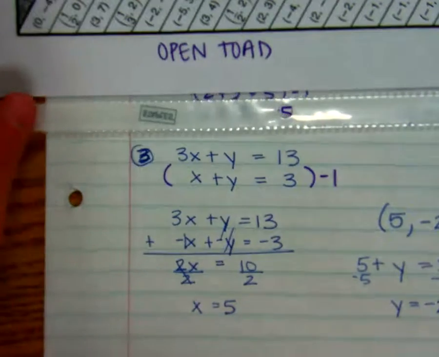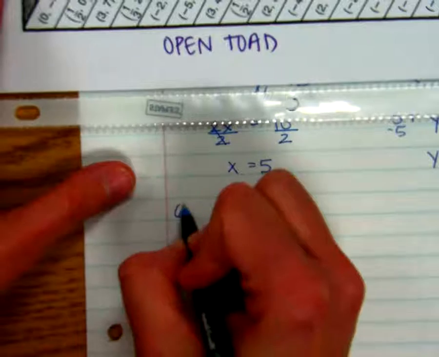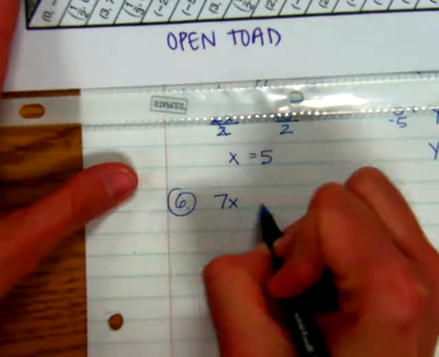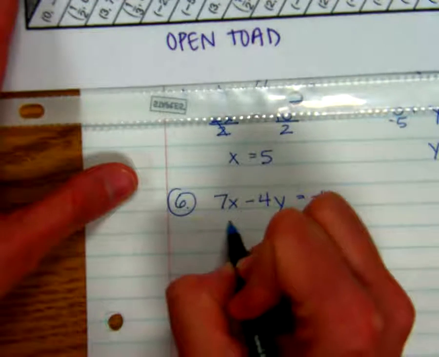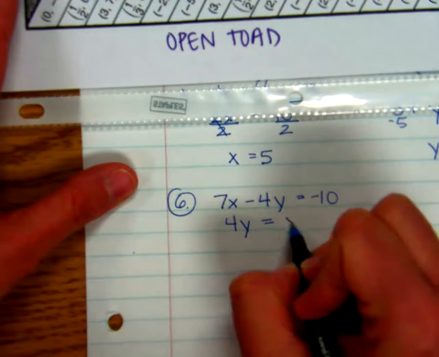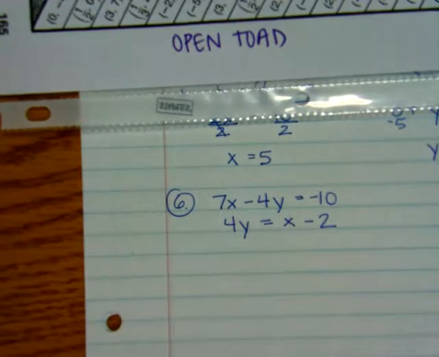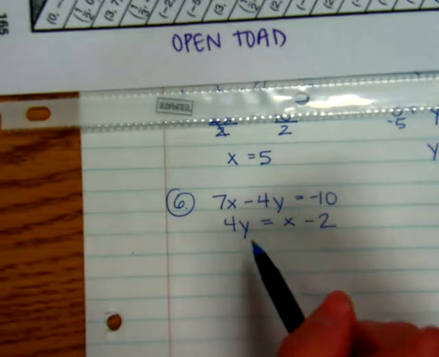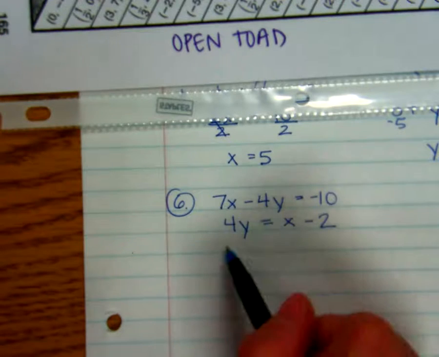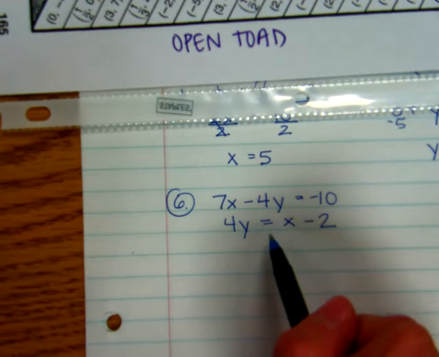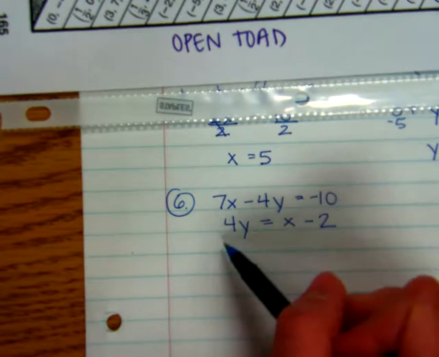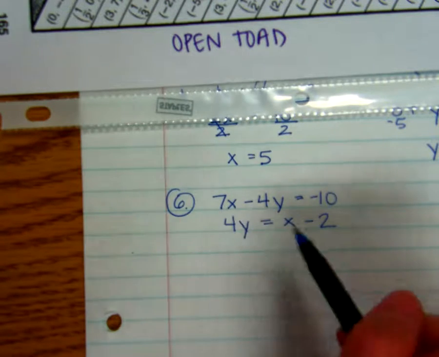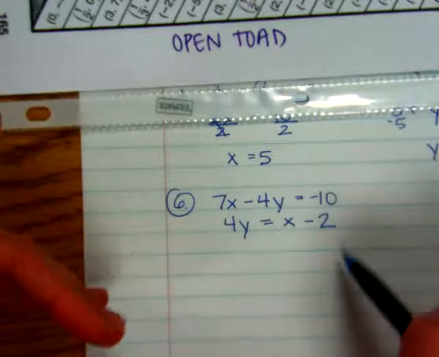I am going to move on to number 6. I have 7x minus 4y equals 10. Sorry, negative 10. And then they give me 4y equals x minus 2. You have options here. You almost have y by itself, so you could divide both sides by 4 on this equation and then plug in and substitute for y, but that doesn't make as much sense because I see a positive 4y and a negative 4y, so I know that those are going to be two values that I can cancel out. In order to do that, I need to make my equations look more similar.